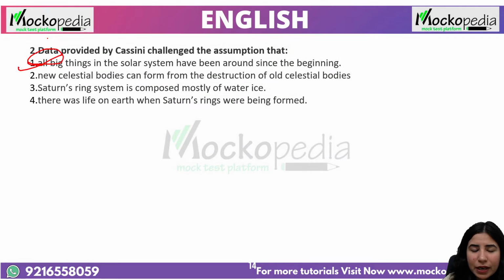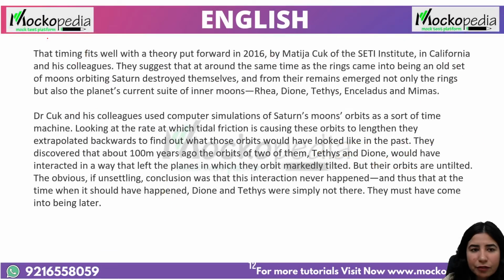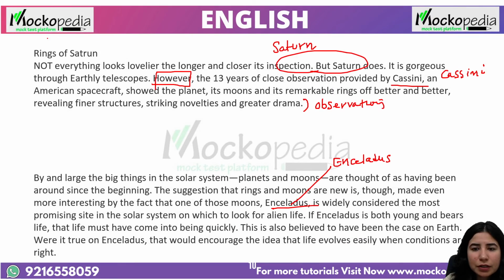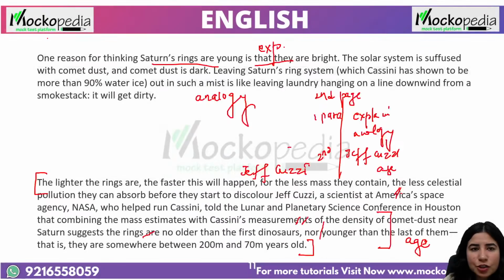So we can go back. We can get the information from here. 90% water ice है. Comet dust is dark, right? उसके बाद the information is there, so you can gather the information and you can try the question now.